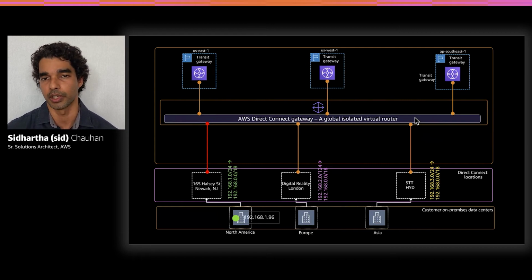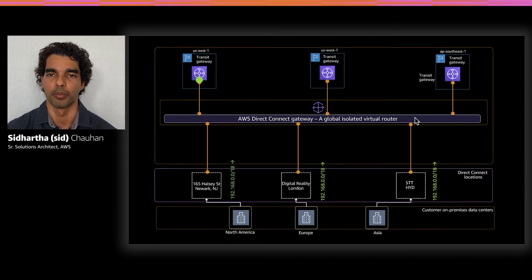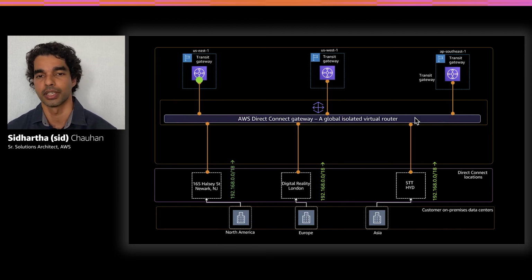Why not the Asia Pacific location, that's the Hyderabad? And that's where most optimal routing comes in. I want Direct Connect Gateway to choose the shortest path back to my on-premises data centers. Now, in order to explain this, what I want to do is change the scenario a bit.